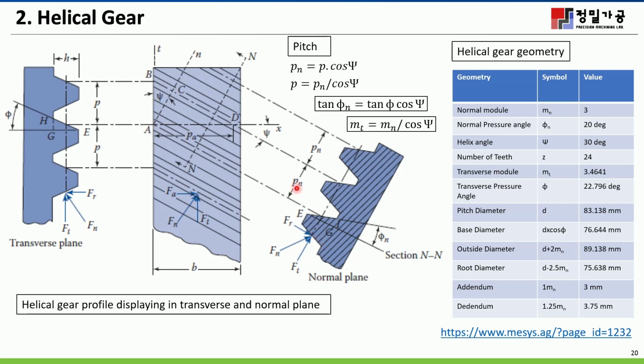To draw this, basically the helical gear has contact in the normal plane, which is where the teeth contact. The profile of the gear tooth is usually measured in the normal plane, so we have to translate this profile to the transverse plane. Okay.